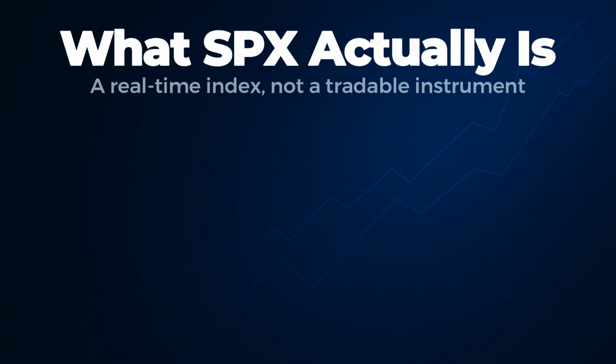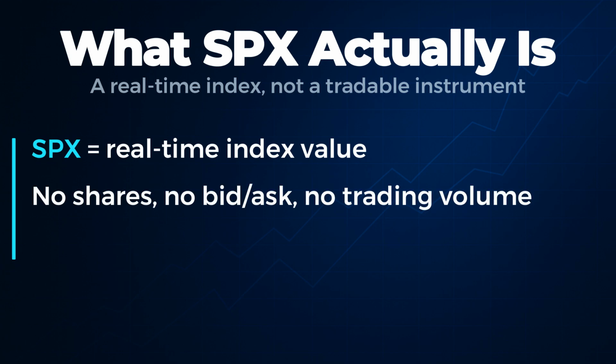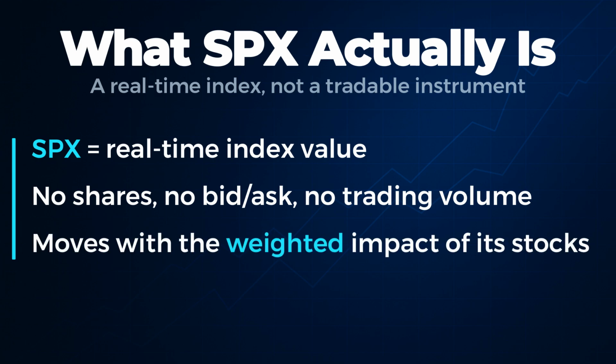SPX is the S&P 500 index, a real-time number calculated from the weighted movements of 500 large US companies. But SPX is not a financial instrument. SPX has no shares, no order book, no bid, no ask. SPX has no trading volume because it doesn't trade. If SPX doesn't trade, why does its chart move? Because the underlying companies move. SPX simply reports the weighted change in their market value.